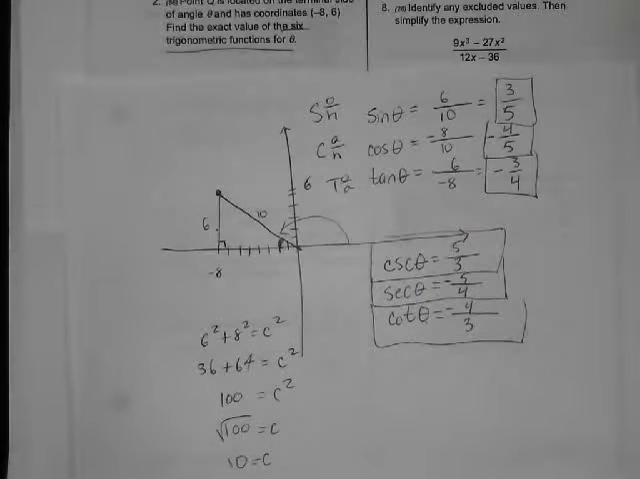I guess that's all. Let's read the question. Is that all they want? Point Q is on the terminal side of theta, and so on. Find the exact value. That's all.